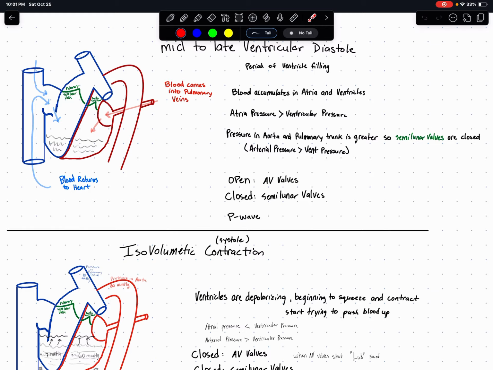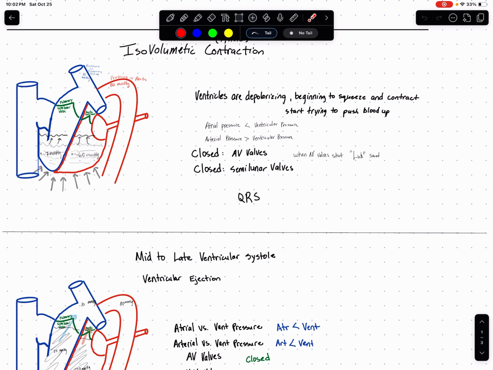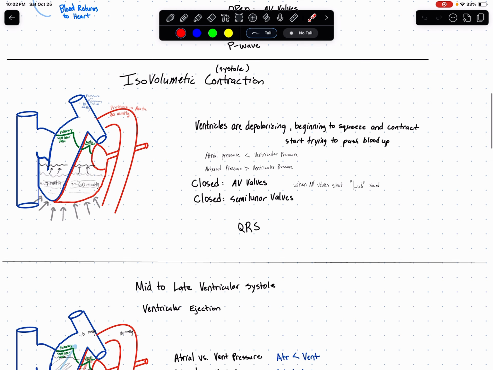When the AV valve shuts, that makes a lub noise. Lub. Now on our ECG, here's your P wave. Here's your Q wave, R, S, T. This is part of the QRS section. Okay? Ventricles are being, boom, brought up. I think that's mainly R.